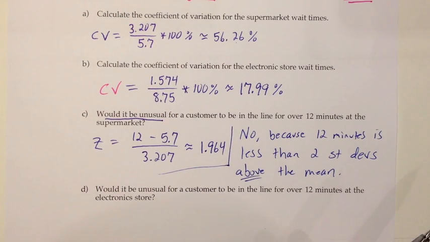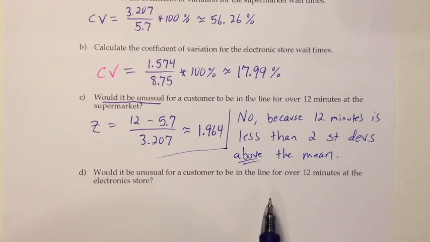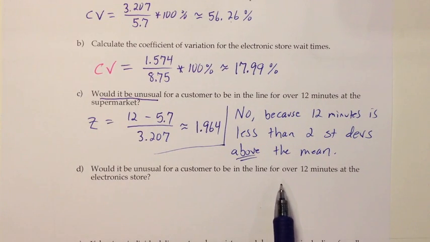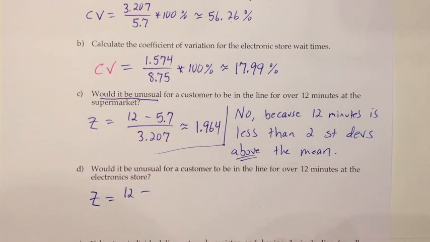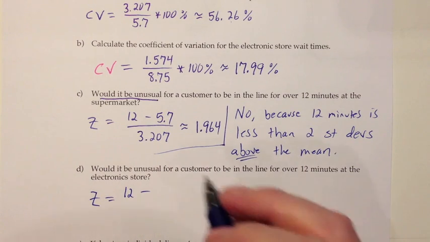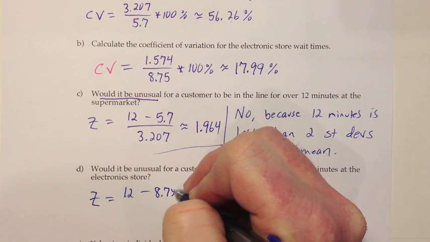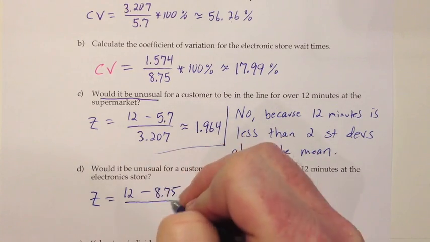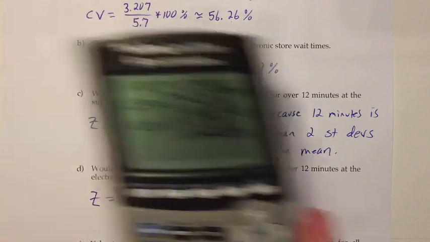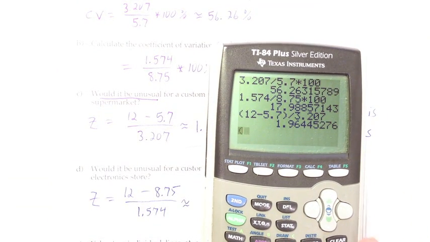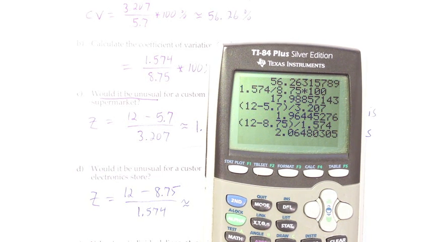So we know that the average at the electronics store is higher, and we're going to look at the same question. Would it be unusual for a customer to be in line for over 12 minutes at the electronics store? And we would do that same approach. We do 12 minus the mean for the electronics store, which is 8.75 minutes, and the standard deviation is 1.574 minutes. We go through to our z-score. Same calculation, just different numbers plugged in. So 12 minus 8.75 over 1.574. And look at that, we end up over 2.